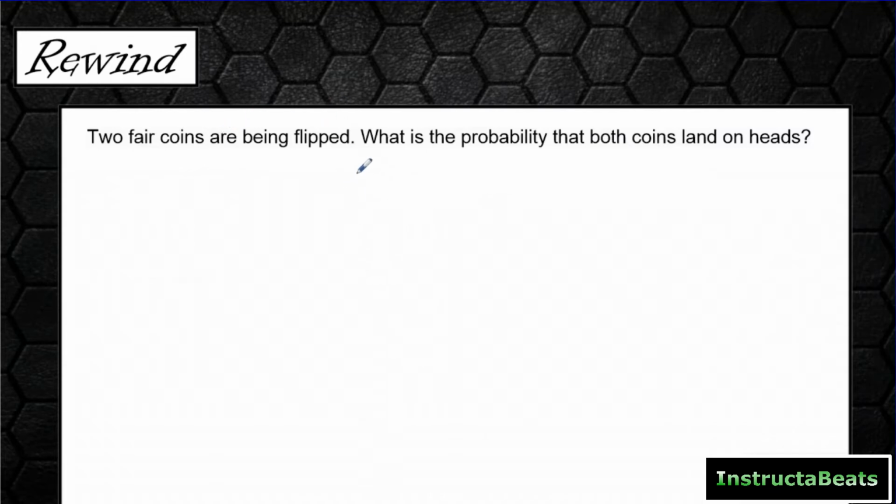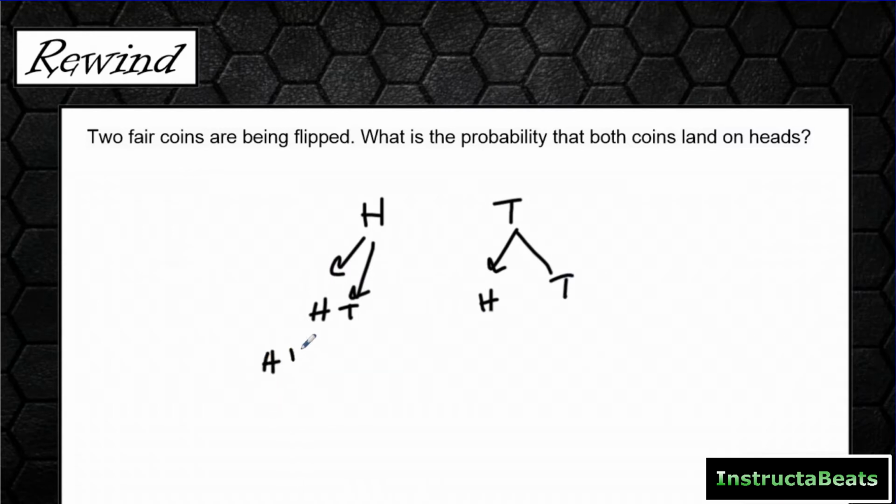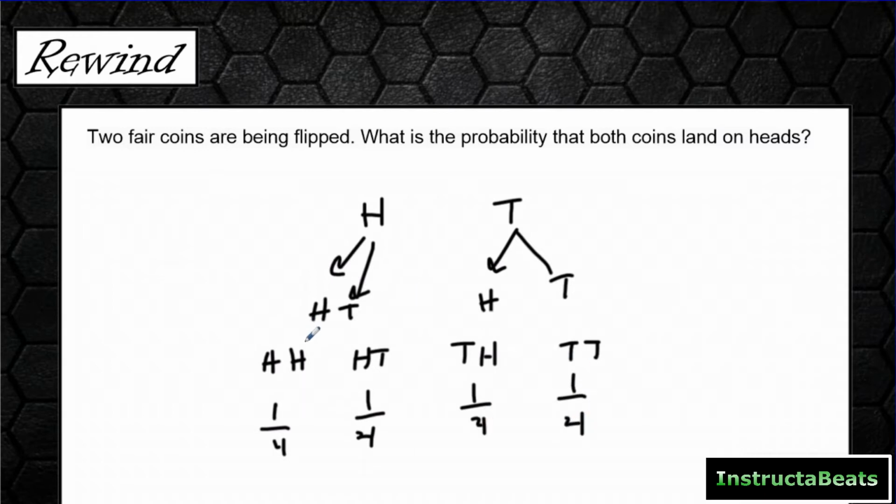If we had two coins being flipped, we could either have heads or tails. And then if you flipped it again, you could have heads or tails. So the different outcomes would be heads heads, heads tails, tails heads, or tails tails. And if you notice, this is what we call a uniform probability model because all of them have the same probability. It's all 1/4 or 25%. You can expect all of these outcomes to happen 25% of the time.